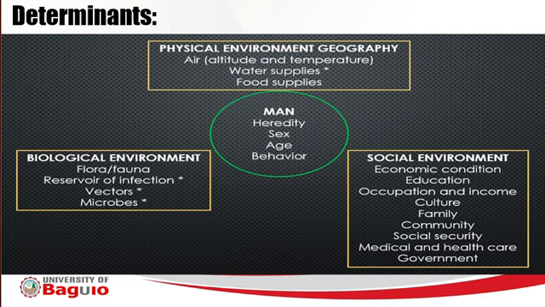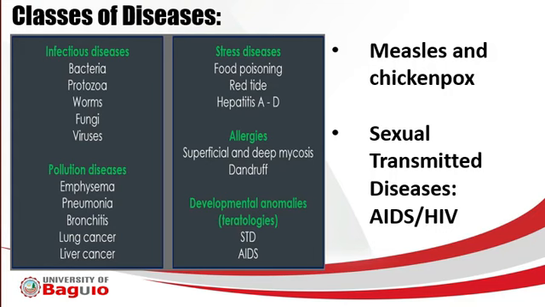Okay, and aside from determinants, my dear classmates, when we talk about epidemiology, we need to understand also that there are classes of diseases. So we have five classes of diseases. I don't need you to memorize those different diseases. I just want you to know that there are 5 classes. So for example, we have the first one, infectious diseases. Example, diseases coming from bacteria, protozoa, worms, fungi, and then viruses. Example, we have measles and chickenpox.